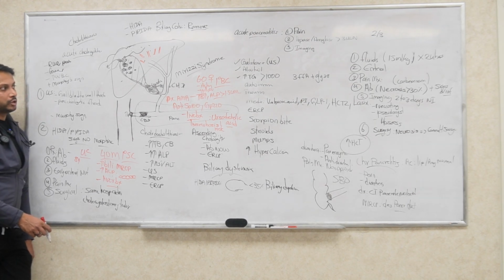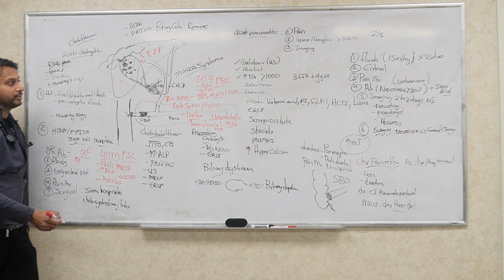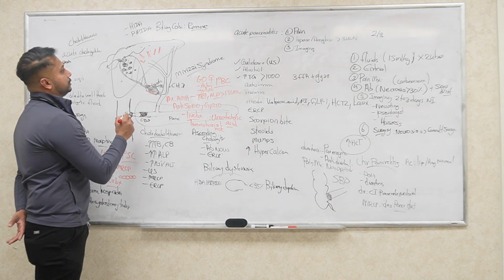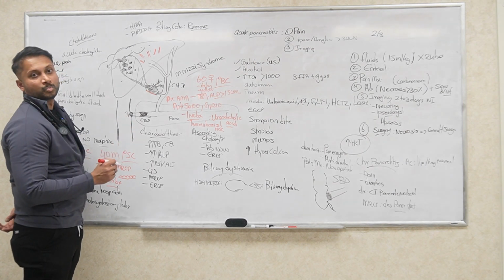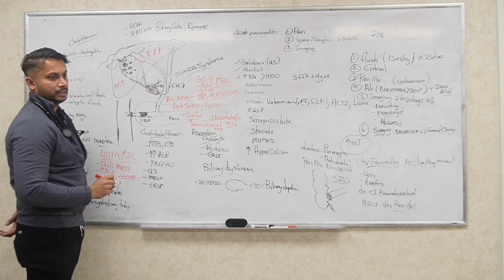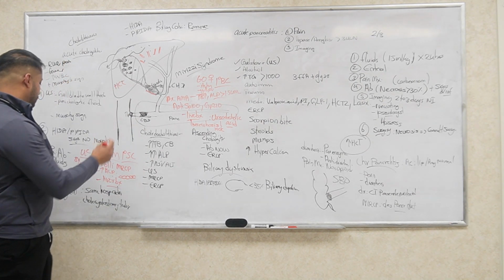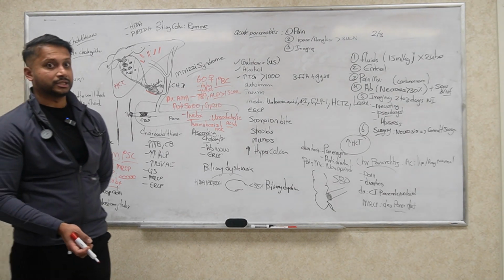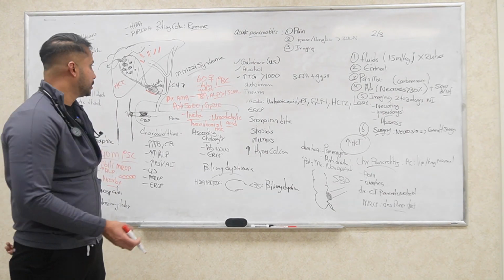What other cancers can it cause? So it causes colon cancer. What else does it do? Cholangiocarcinoma. It can cause cholangiocarcinoma. What else? It can cause hepatocellular carcinoma. So cholangiocarcinoma, hepatocellular carcinoma, and colon cancer. Okay? Those are the cancers that are associated with primary sclerosing cholangitis.